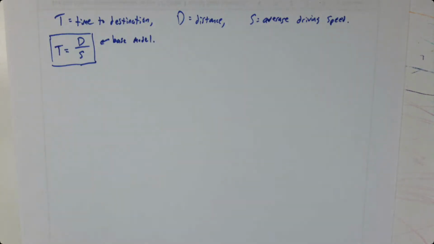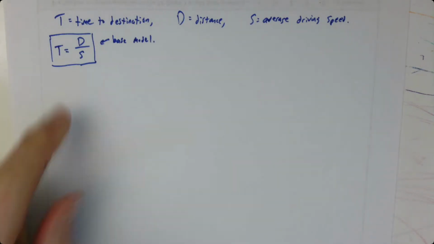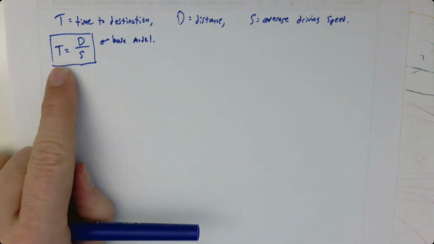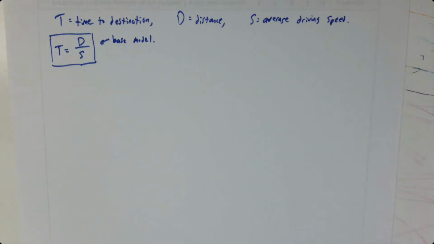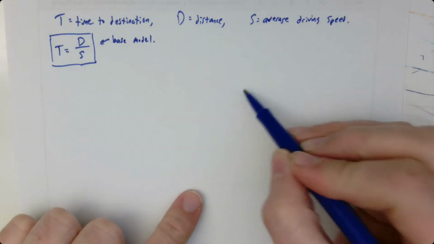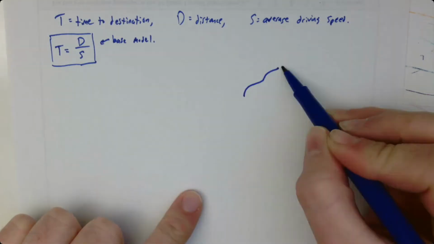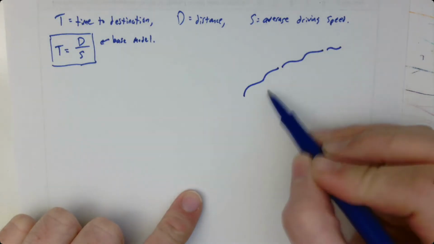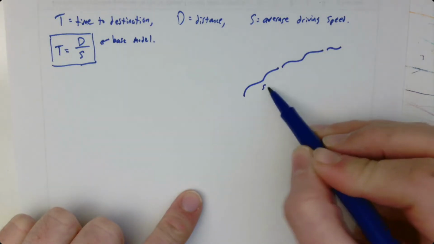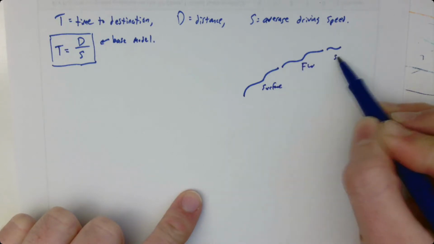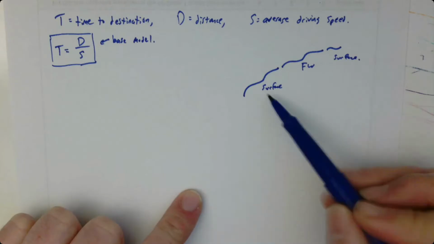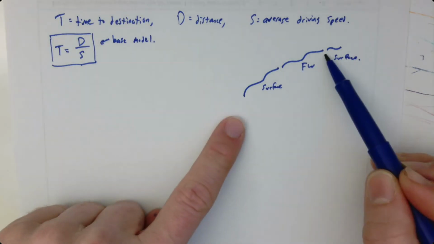Okay, let's debrief. So our base model was that the time to the destination is just the distance divided by our average driving speed. But we observed that if our driving path takes us on, let's call this a surface street, and this is freeway, and this is surface street again. We drive much faster on the freeway than we do on surface streets.